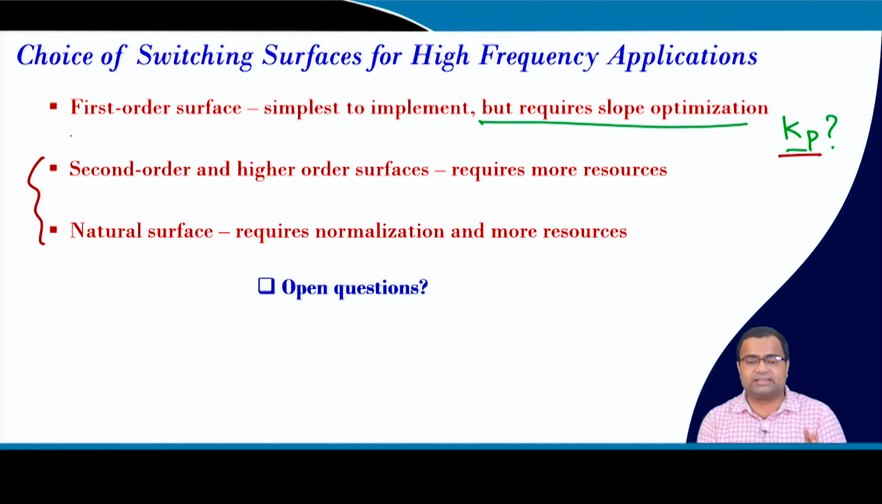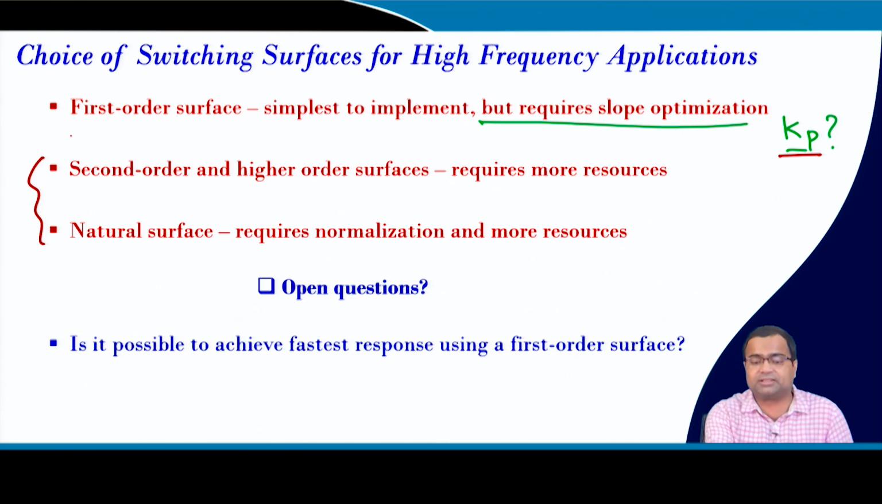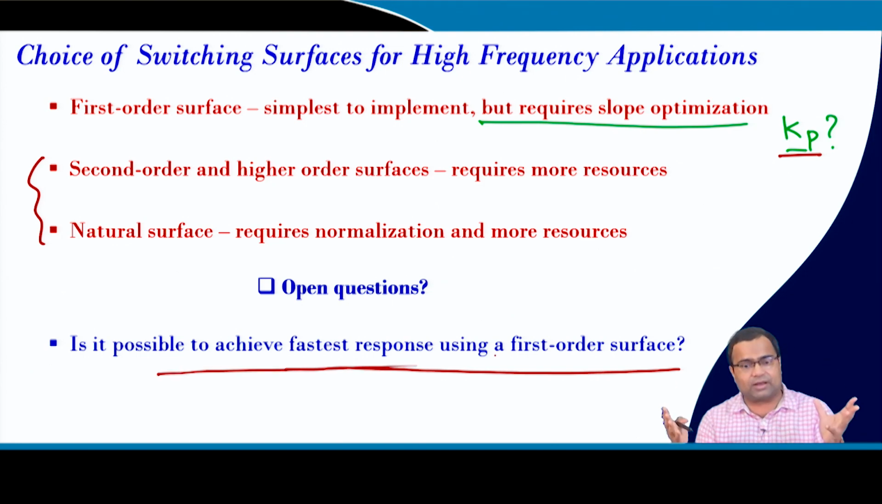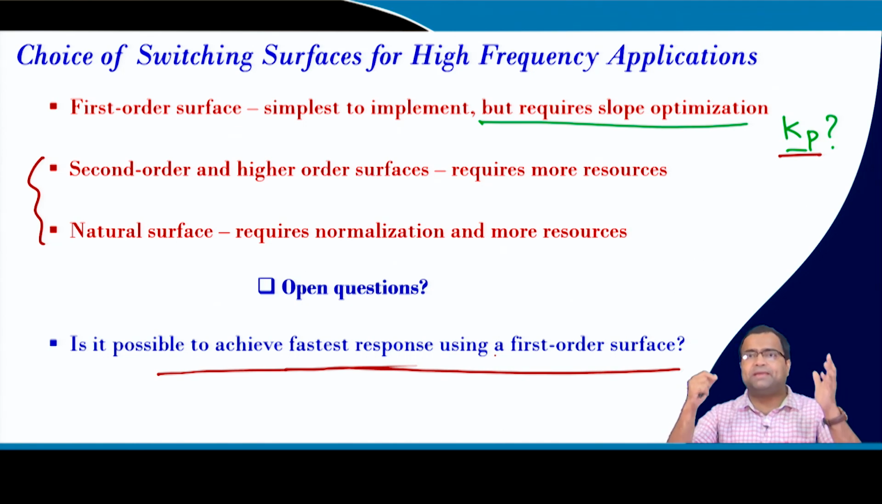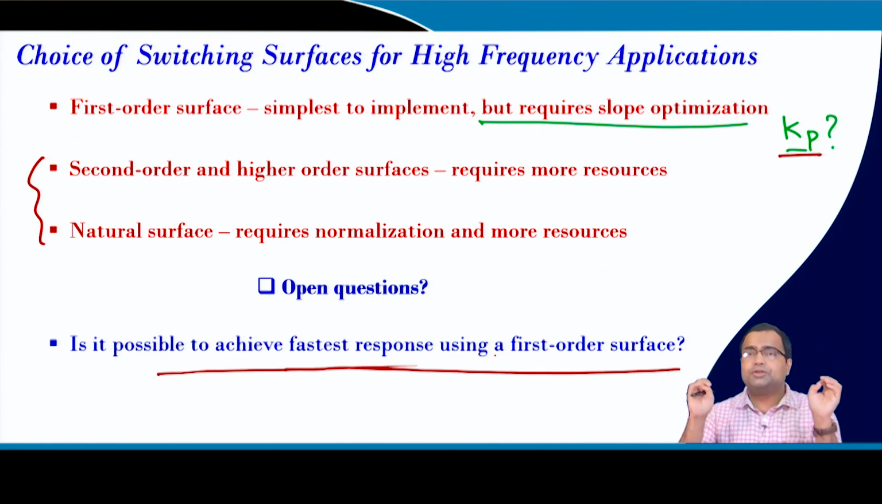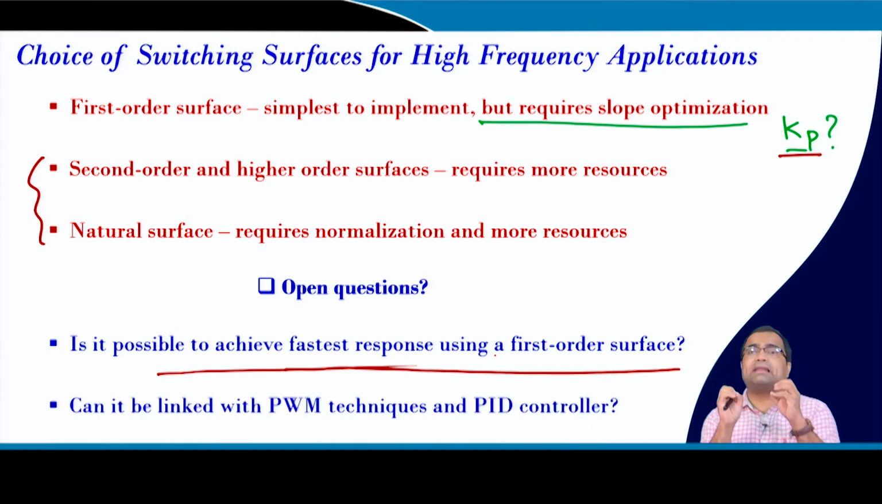So, the question is: is it possible to achieve the fastest response using a first order surface only? If we can do that, then it is the simplest one and structurally similar to the Kp, Ki, Kd PID controller, which is often used in any high frequency PMIC or DC-DC converter. So, we need to take advantage of that existing PID controller, frame it into a first order switching structure, and then calculate the gain and find out how this gain can be optimally tuned by incorporating the switching information.